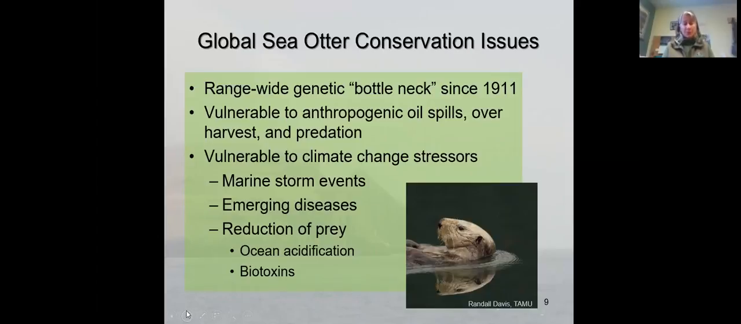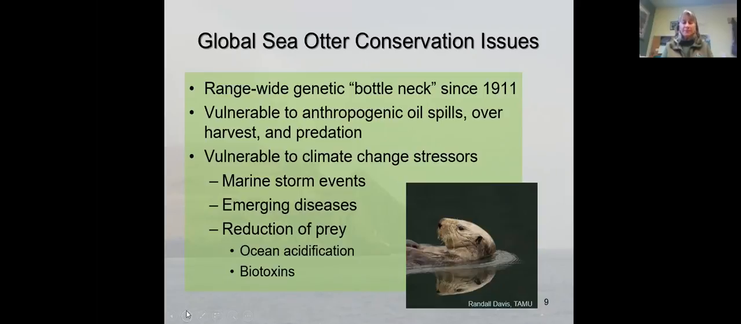We saw that in the commercial fur trades, and most recently to predation with the Aleutian archipelago declines. New and emerging issues for this species are some of the climate change stressors. Increase in marine storms that separate adults from their pups, emerging diseases. We've discovered phocine distemper coming over the Arctic in sea otters in Alaska. And the ones that we know a little bit less about and are putting some effort to understand are how ocean acidification may interact with their prey resources, and how the prevalence of biotoxin events is interacting with their ability to eat shellfish.